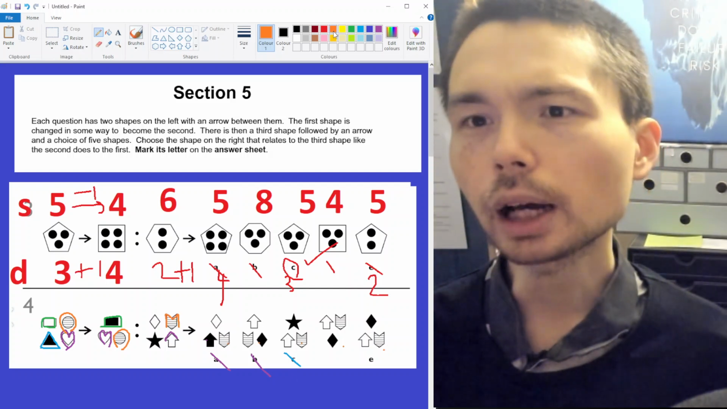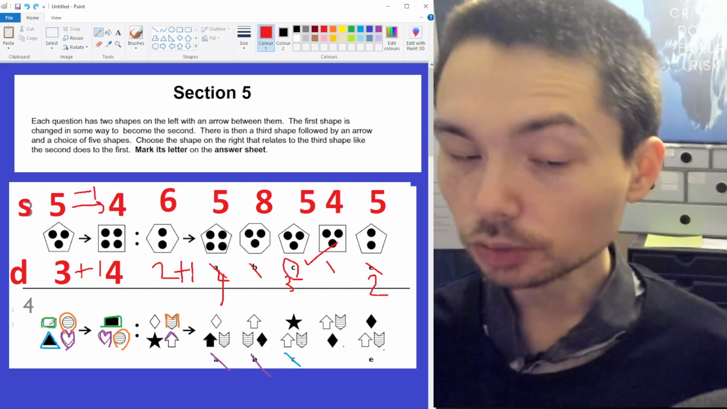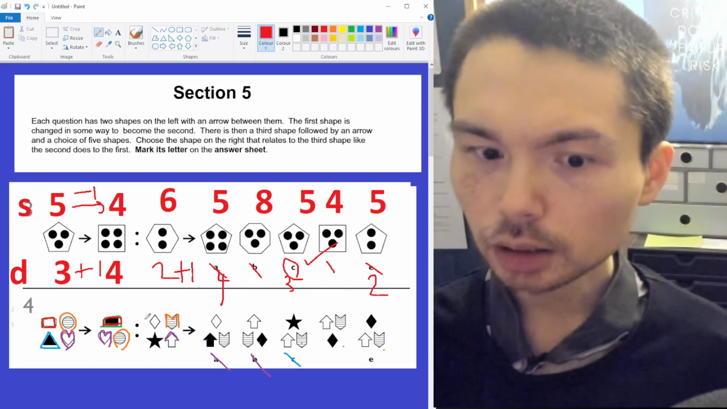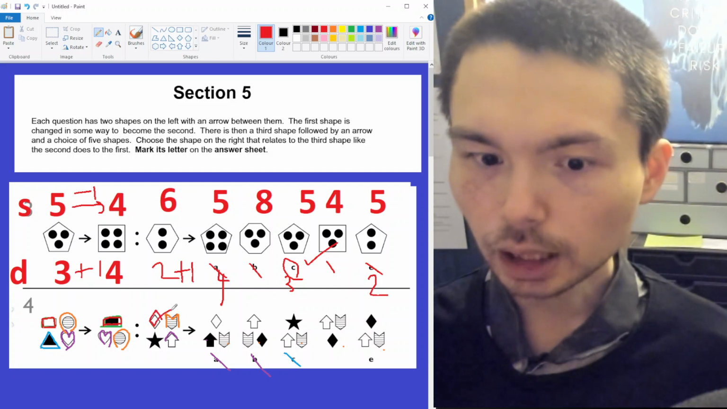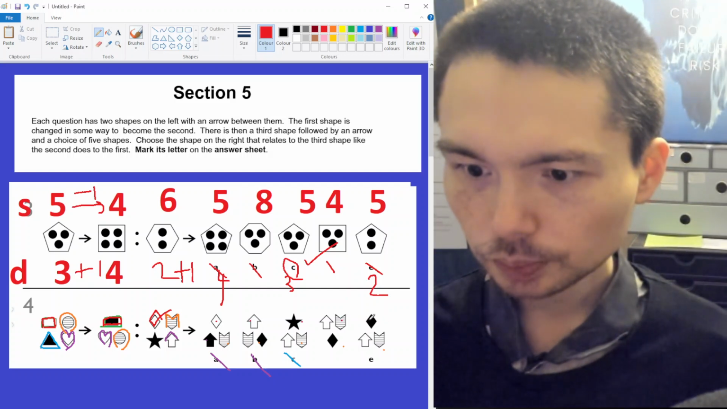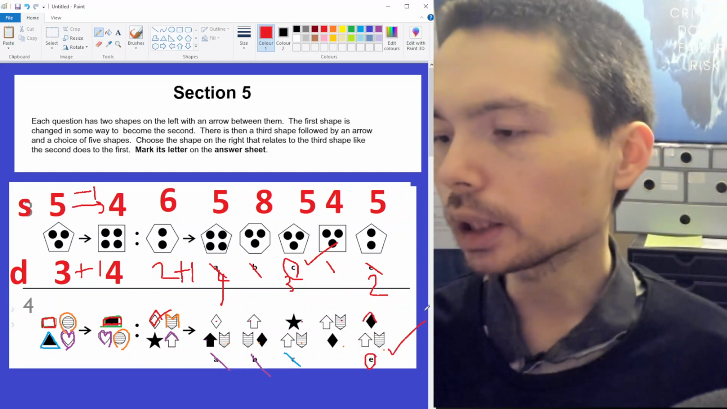Yes, and then that final feature. Final feature, which is the first thing I said. White rectangle becomes black. White shape on top becomes black. It's got to be a black diamond on top. E is the answer. That's our toughest question so far in this section.